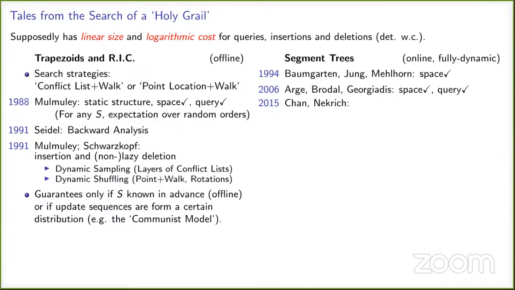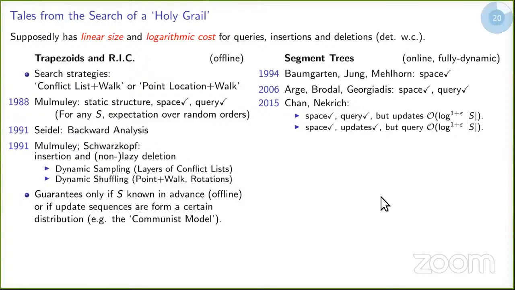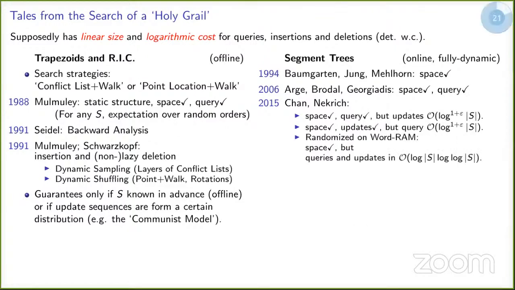Then in 2015, Chan and Nekrich improved the segment tree approach further and either obtained linear space and logarithmic query time, but updates above logarithmic, or they obtained logarithmic updates, but a query time that is above logarithmic. And combining their approaches with the best of the computational models, they achieve linear space and queries and updates that are slightly above log cardinality of S.